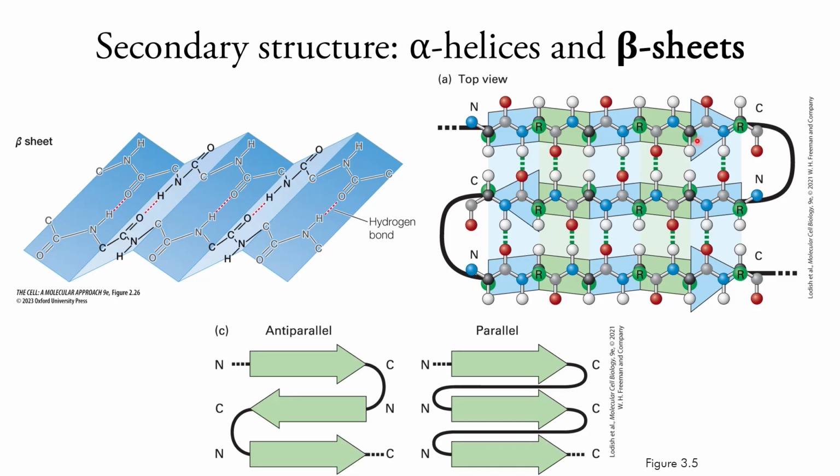Strands could be anti-parallel, in which the individual strands are going in the opposite direction, or they could be parallel, where they're all going in the same direction. It kind of just depends. Notice here that the R groups are pointed above and below this plane of the hydrogen bonds. Okay.